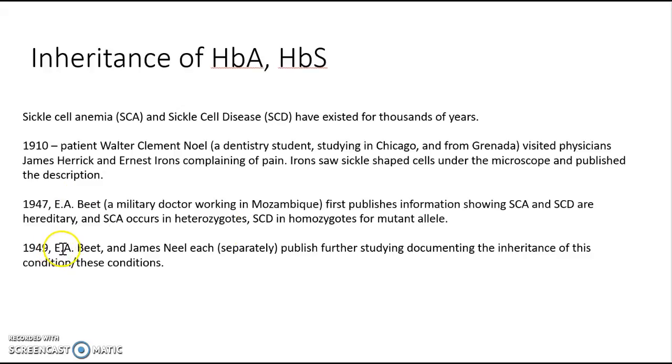Then in 1949, Beet again, and separately James Neel, published further papers documenting the inheritance of this condition. And by that, I mean they documented the fact that the conditions were associated with a mutant allele for hemoglobin, and that in heterozygotes you had sickle cell anemia, and in homozygotes for the mutant allele you had sickle cell disease.